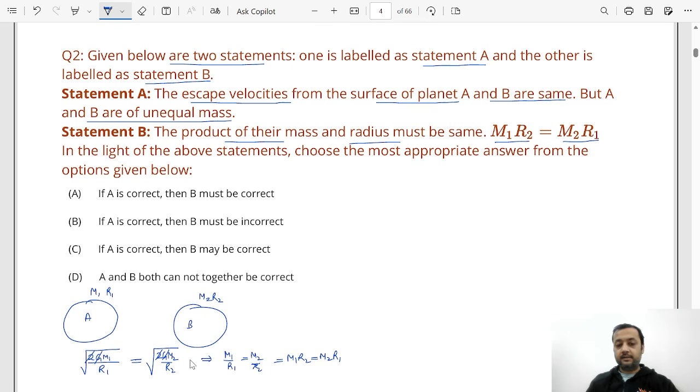Now look, clearly we can say that for escape velocities to be equal, m1 r2 should be equal to m2 r1. Okay. m1 and m2 may not be equal separately. Similarly, r1 and r2 may not be equal separately, but the product m1 r2 should be equal to m2 r1. Okay, so that means if A is correct, then B must be correct. This is exactly what statement B was saying. So option A is the correct answer for this question, right?